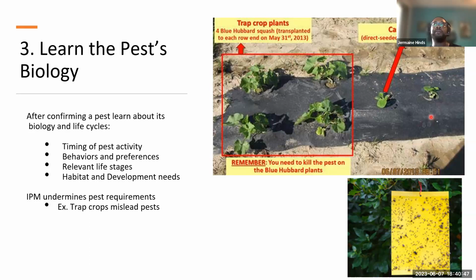the cash crops. And in terms of IPM, in a way to reduce pesticide, you can just spray this edge rather than using spray on the entire thing. So IPM may undermine pest requirements. In this case, trap crops can mislead pests.